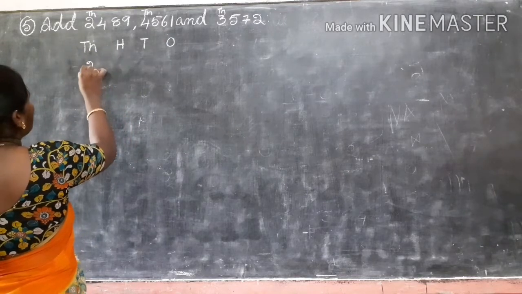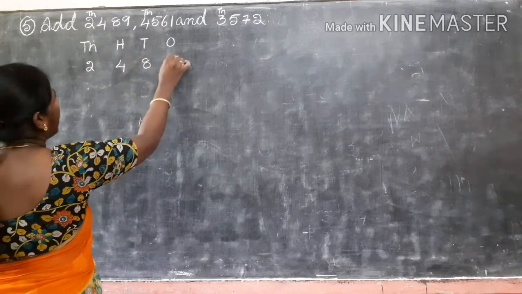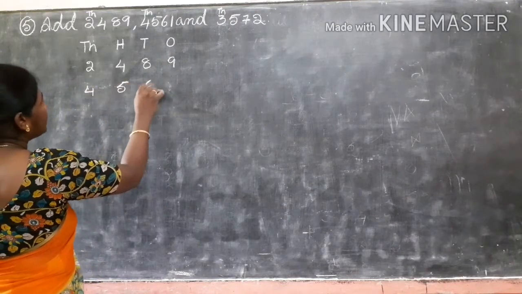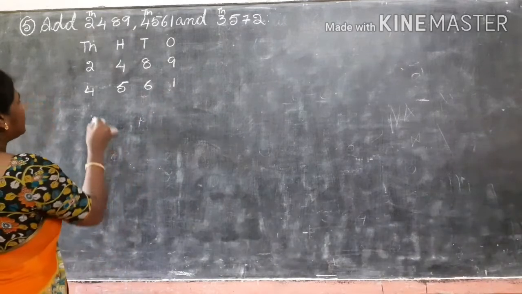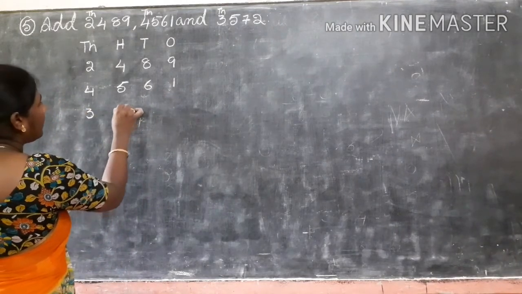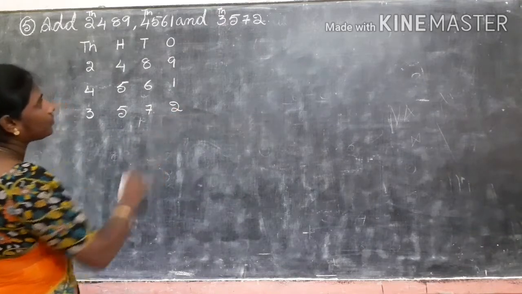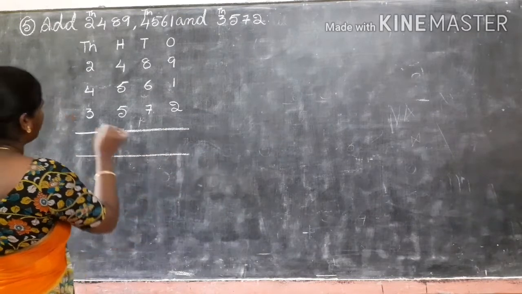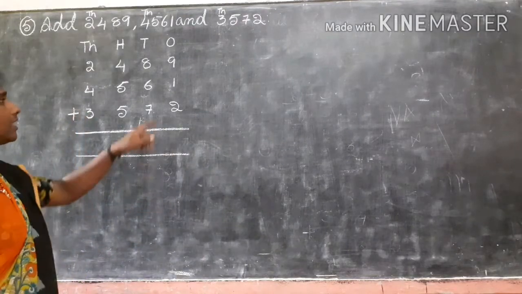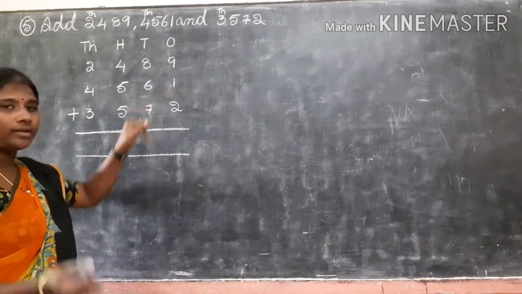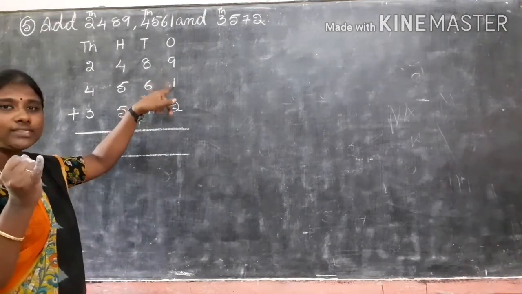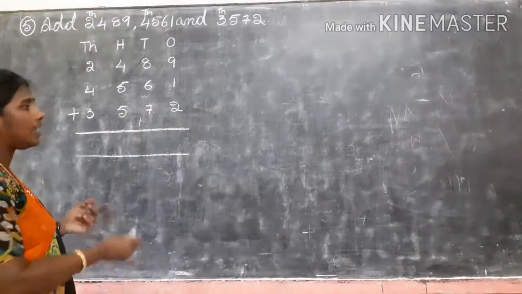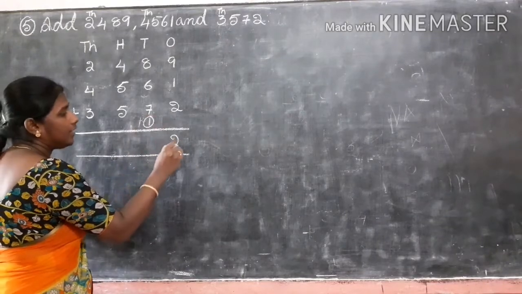So 2,489. Next 4,561. Next 3,572. Now we have to do the addition. Symbol plus. Same here, middle number, take finger 1. Take one finger, 9 after 1. 9 plus 1, easily you know, 10. 10 when we add 2, 10 plus 2, 12. Yes, here 1, here 2.